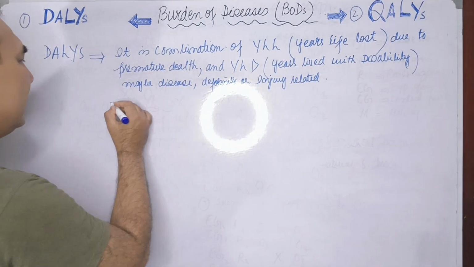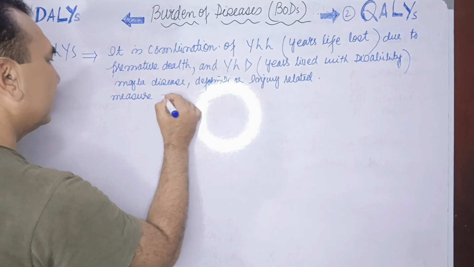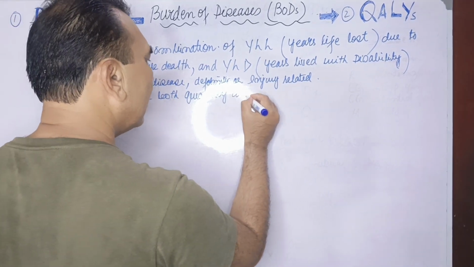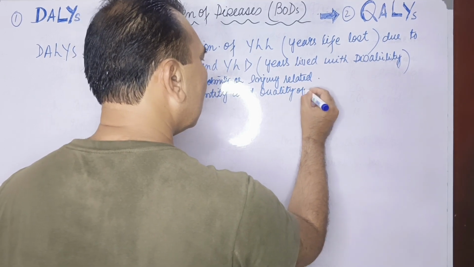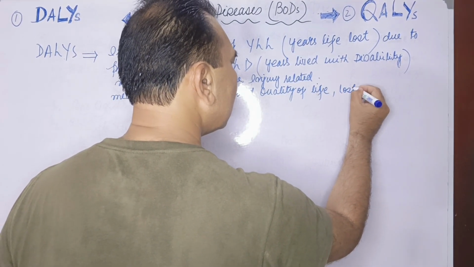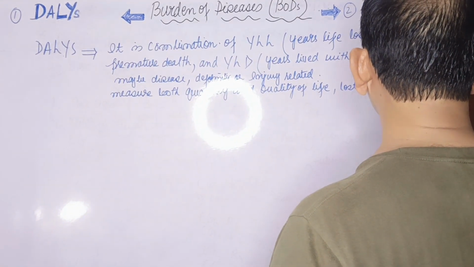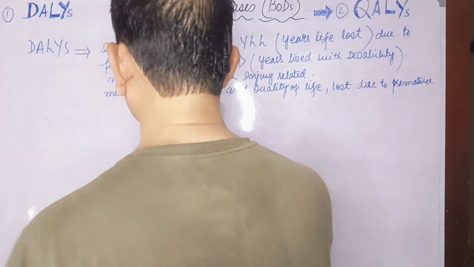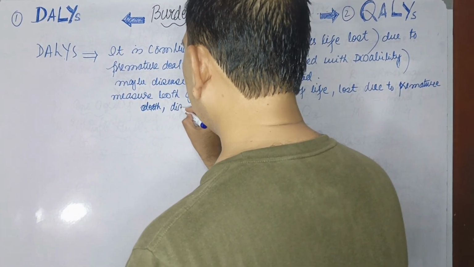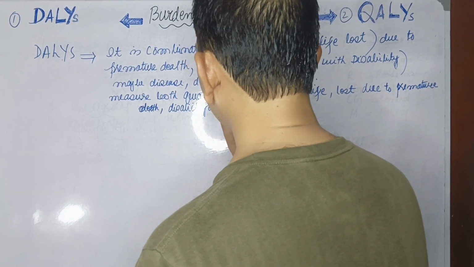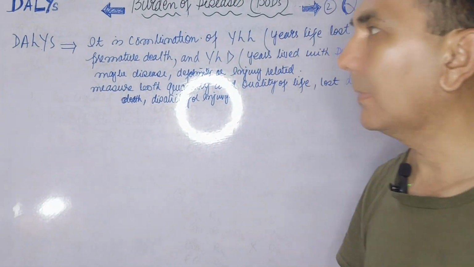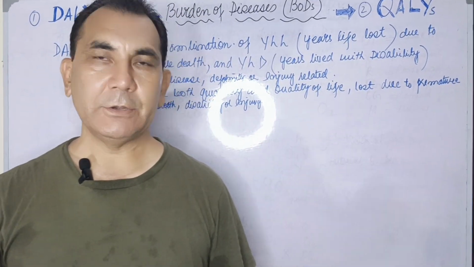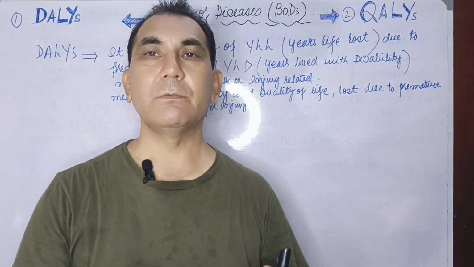The DALYs measure both the quantity and quality of life which has been lost due to premature death, disability, or any injury. So DALYs, after 1970, became very famous in international agencies to measure the burden of disease.